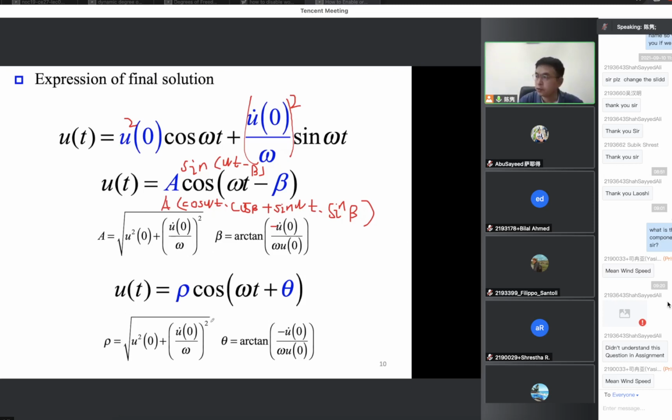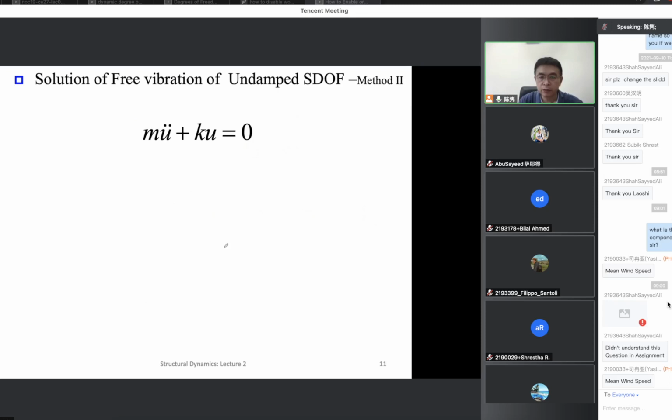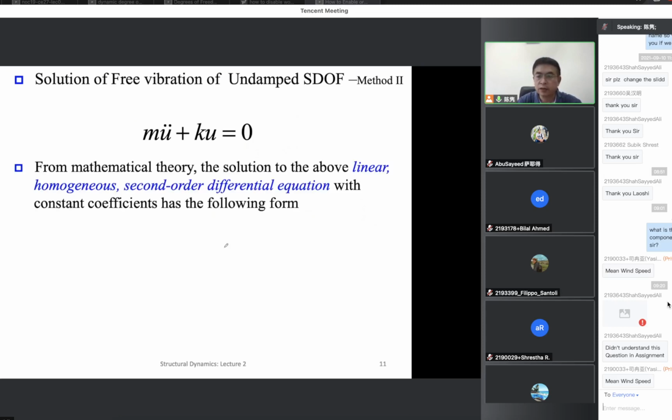We call this, and later we'll know this is very important, the beta, phase delay or phase angle. So this is one way we get this solution for free vibration of an undamped SDF system. And in the textbook by Professor Chopra, he used a different way. So I think I need to explain this to you, otherwise you may get lost by reading his textbook.